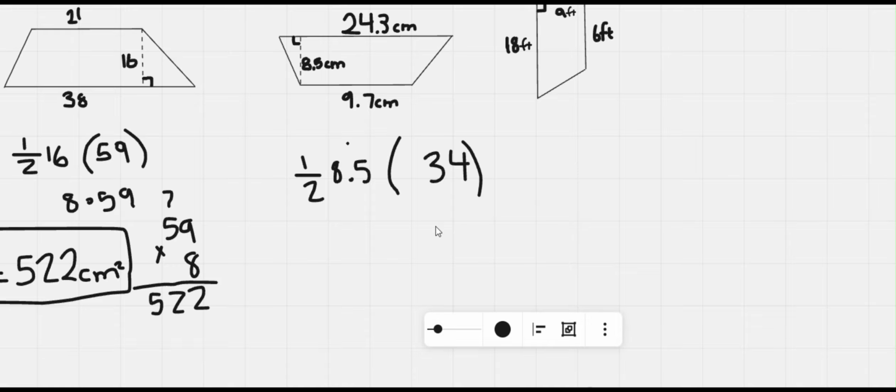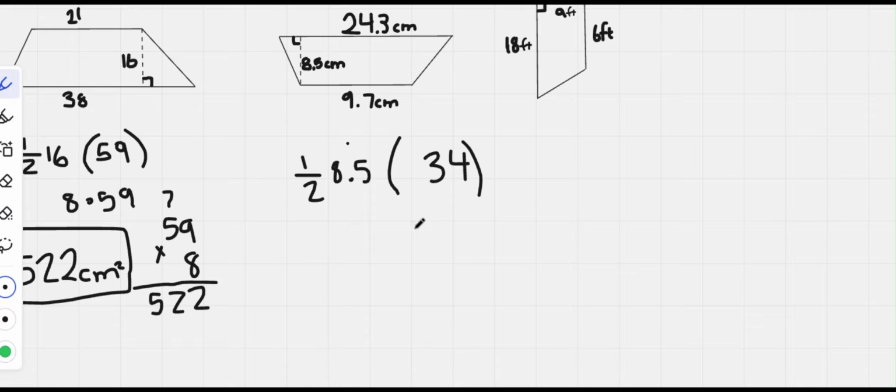Here we have 34 times 8.5. Are we going to do it by hand or are we going to use a calculator? By hand, everyone. We're strengthening our math skills. When we multiply, we do not need to line up our decimals, only when adding and subtracting. 5 times 4 is 20. Write our 0, carry the 2. 5 times 3 is 15, plus 2, 16, 17.